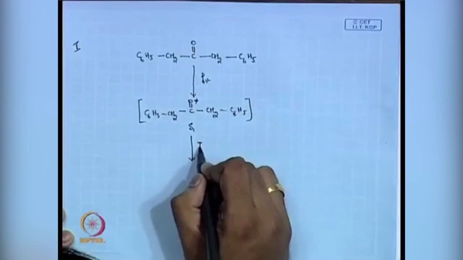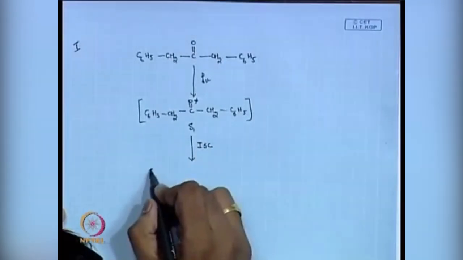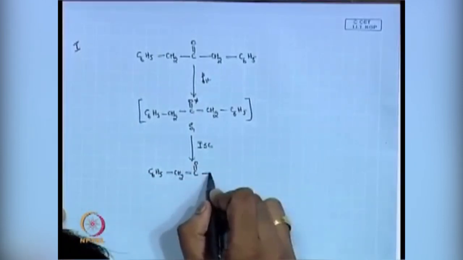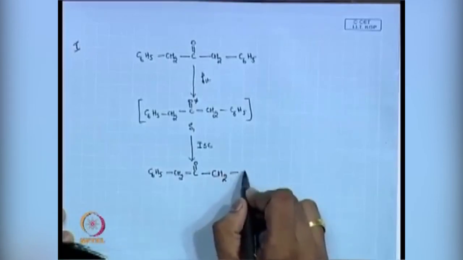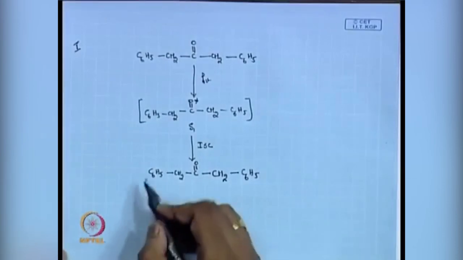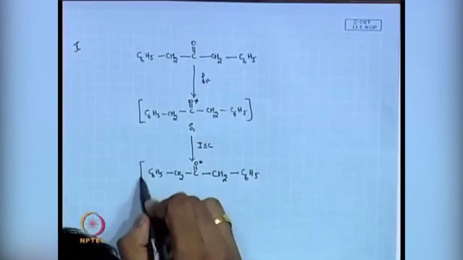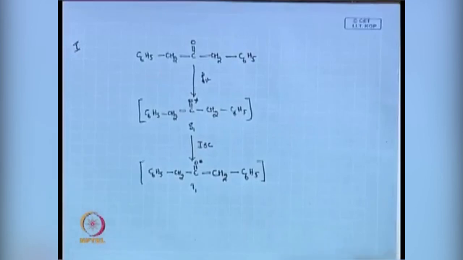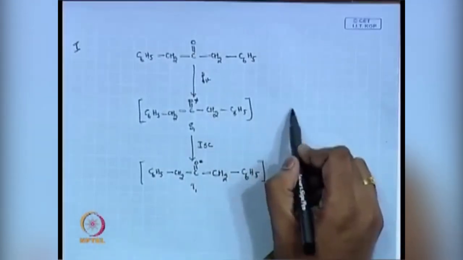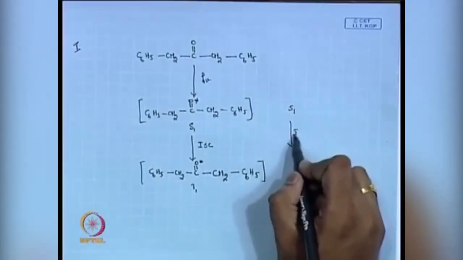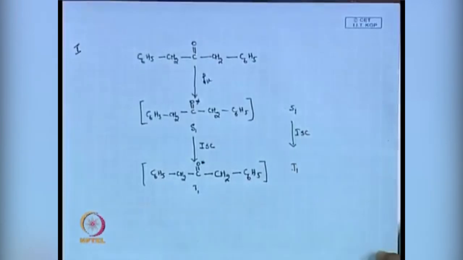Then it undergoes a very nice intersystem crossing. So, I get my triplet state, you can call it T1. You can put it with the spin also, or you can directly write S1 and T1. Instead of writing the structure, you can always write S1, T1. That also means that you can just write S1, then undergoes an intersystem crossing to T1. Like this also you can write it.